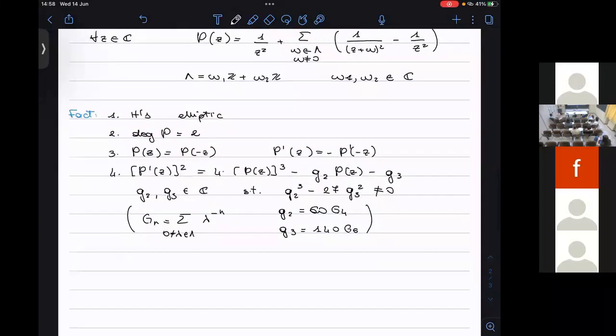As a reference for all the notes of this talk, I give you Silverman, The Arithmetic of Elliptic Curves, and also Silverman and Tate, Rational Points on Elliptic Curves.